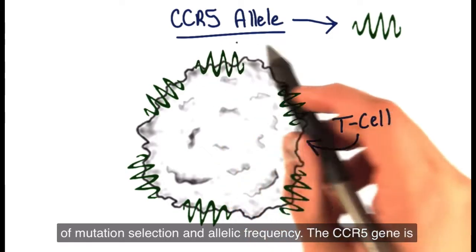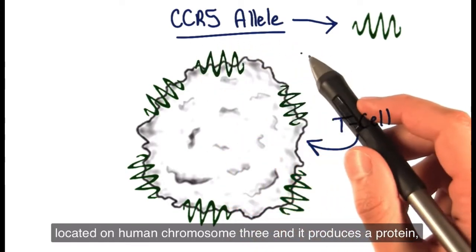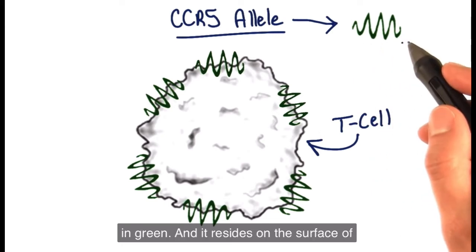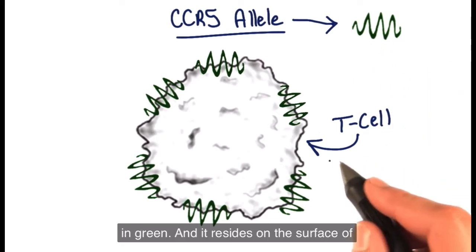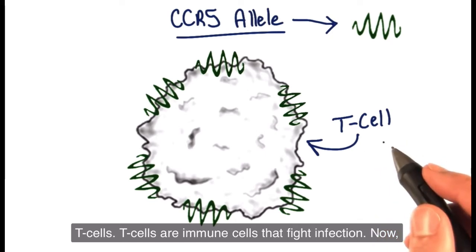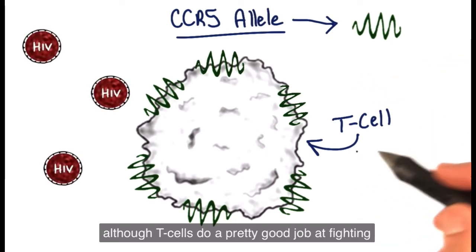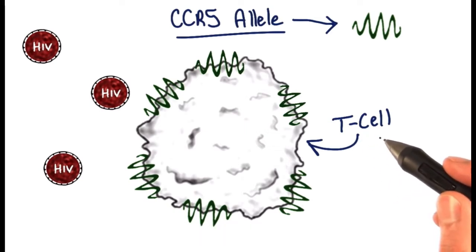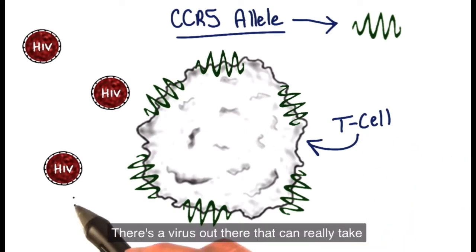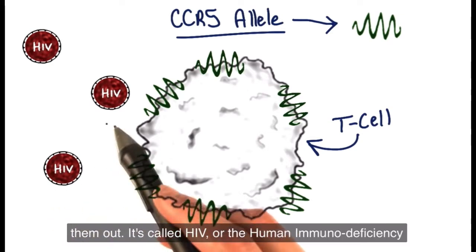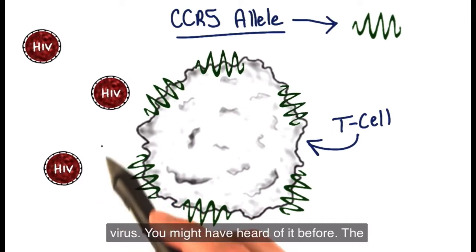The CCR5 gene is located on human chromosome 3 and it produces a protein, the CCR5 protein, that you can see here in green, and it resides on the surface of T cells. T cells are immune cells that fight infection. Although T cells do an amazing job at fighting infection, there's a virus out there that can really take them out. It's called HIV, or the human immunodeficiency virus. You might have heard of it before.